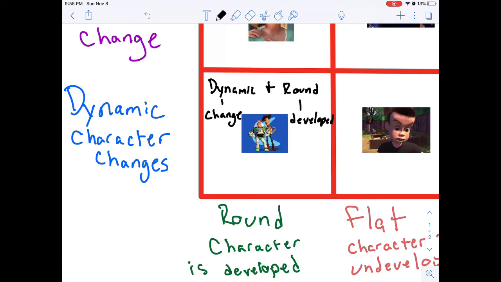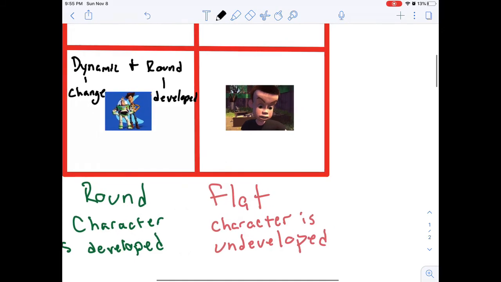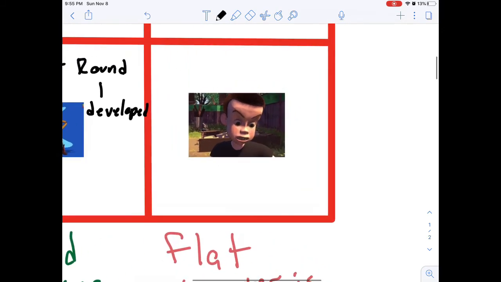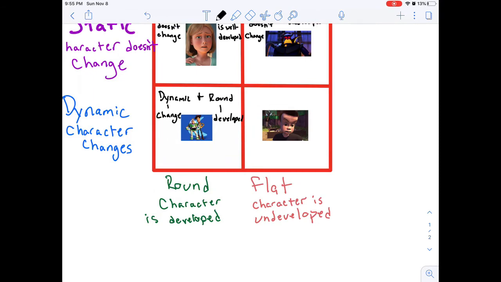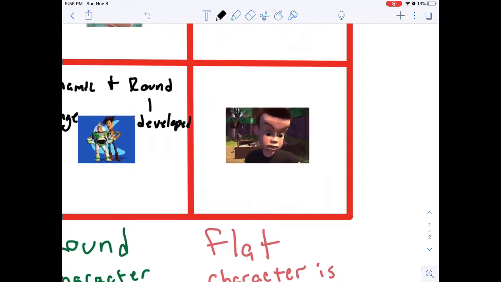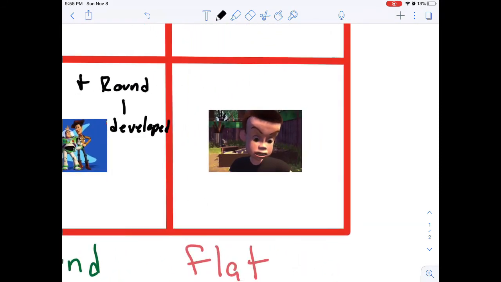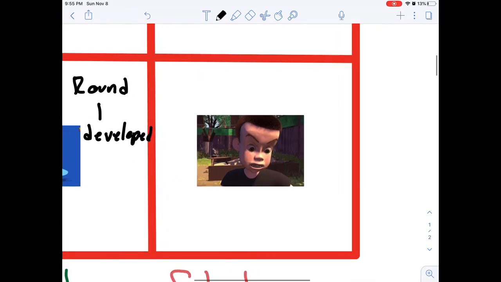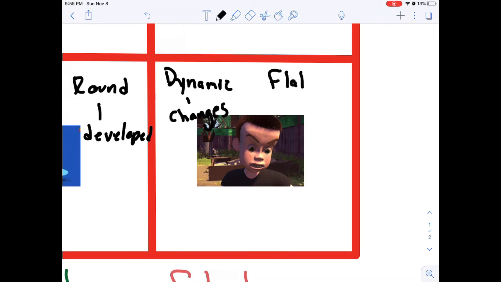Okay, last but not least, we have Sid. Sid is a great example of a dynamic character. He changes, and a flat character, because we really only see him from one angle, which is how he treats toys. We only see him from one perspective. So he is dynamic, which again means that he changes. And he is flat, meaning that he's undeveloped, or we only see one side of him.